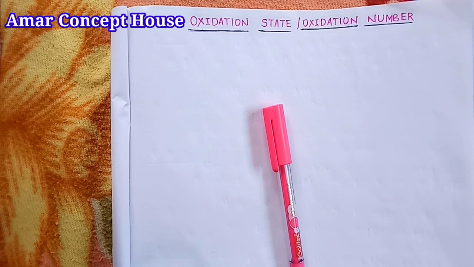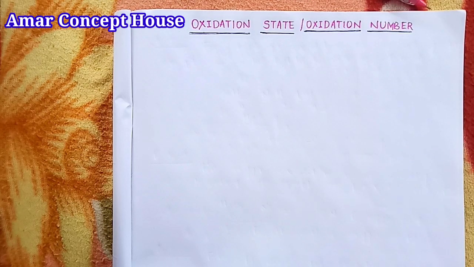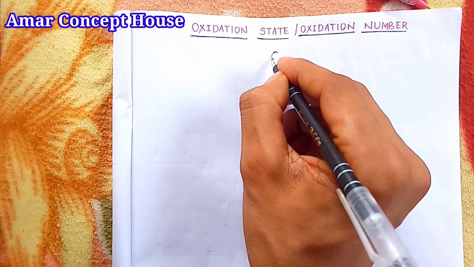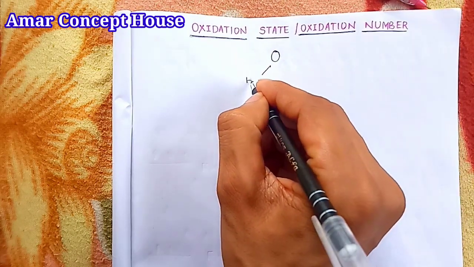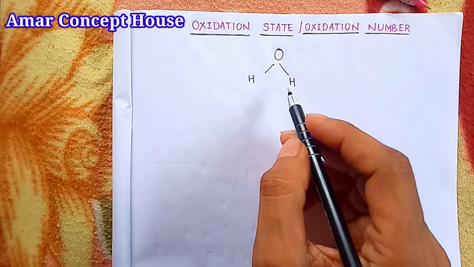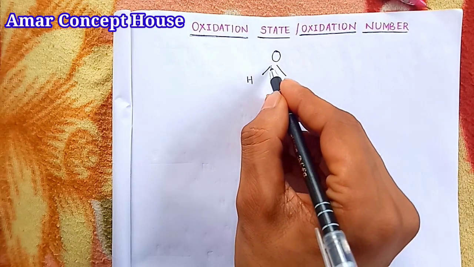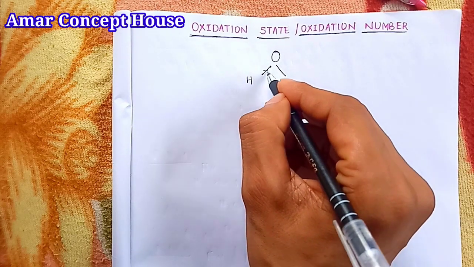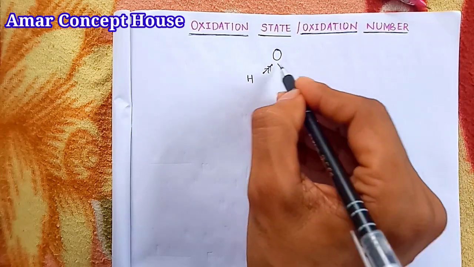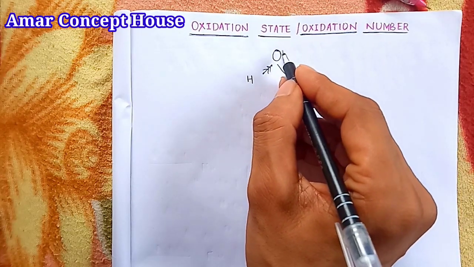I have already told you in my first video that the oxidation number is the formal charge. Oxidation number or oxidation state is the formal charge of an atom in a molecule. Suppose I make a water structure here: O single bond H, single bond H. Look carefully. These two electrons shift towards oxygen because oxygen is more electronegative than hydrogen.